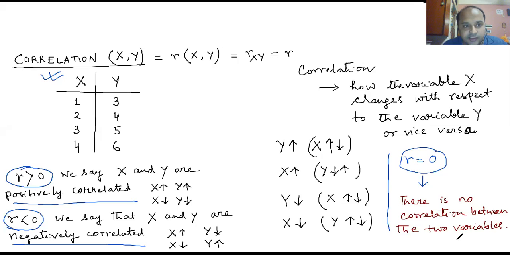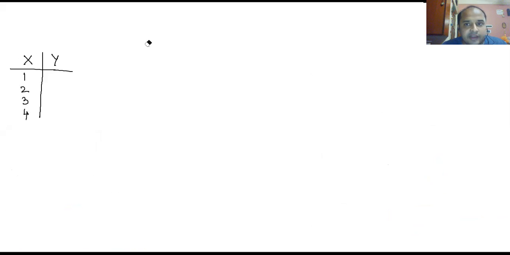So let us write the table once again. Capital X has the values 1, 2, 3, and 4. Capital Y, no, what was the value? Let me check. Yeah, 3. It was 3, sorry. So the value of Y corresponding to capital X equal to 1 was 3. That was 4, that was 5, and that was 6. Now the correlation R_XY, or R, is defined by the following formula.